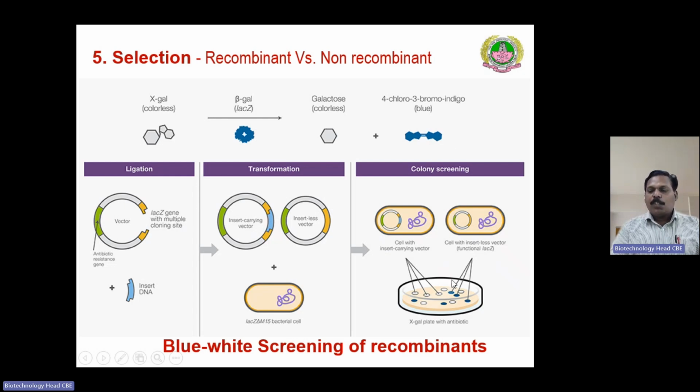So those colonies which are blue in color are the ones which have functional lac-Z activity, and they do not possess an insert DNA. The blue colony has active beta galactosidase, and it produces a blue color because of production of the beta galactosidase enzyme. Whereas the white colony is supposed to contain insert DNA, because presence of the insert has inactivated the beta galactosidase activity, and there is no conversion of the X-gal into a colored product. That's why the colony remains white in color. So that's how we can differentiate.